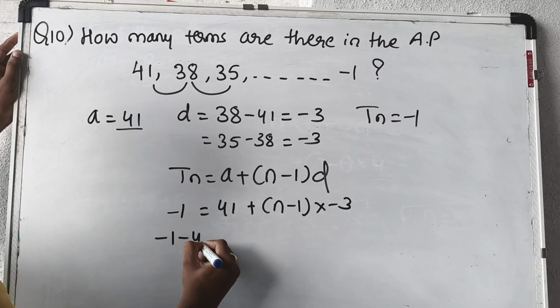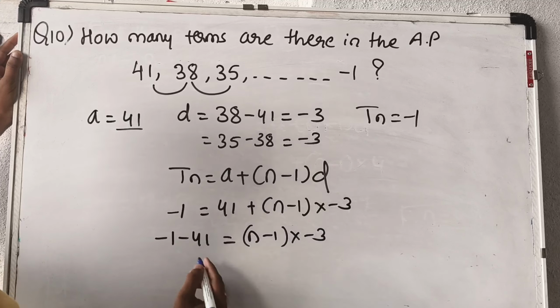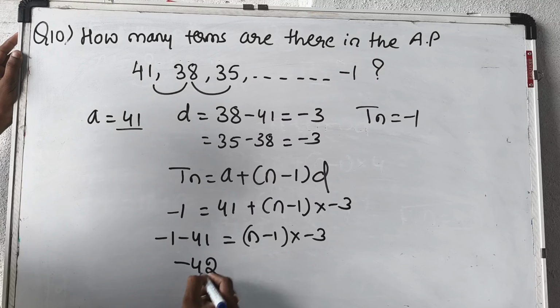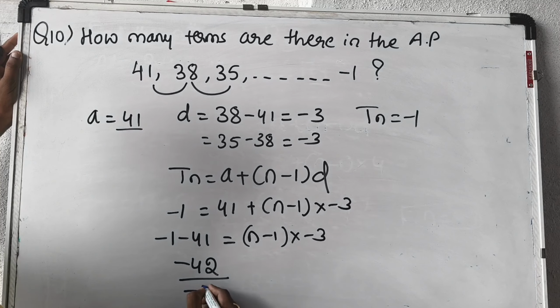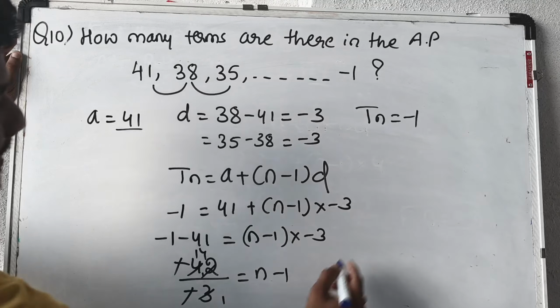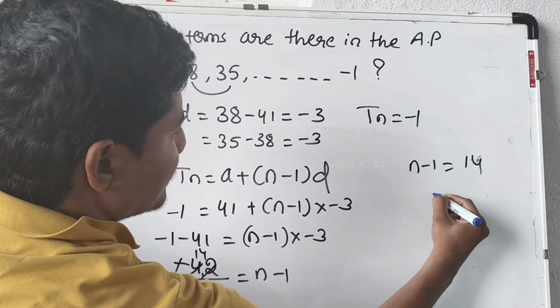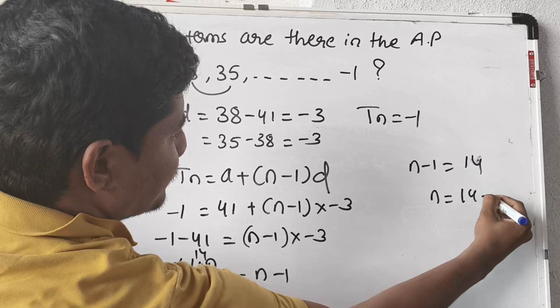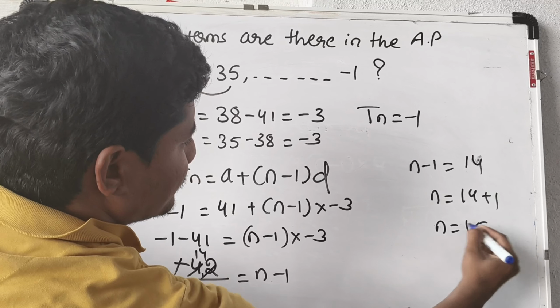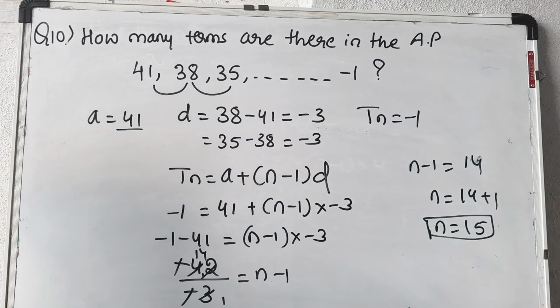Take 41 this side, it becomes minus 41: -1 - 41 = (n - 1) into minus 3. Minus 1 minus 41 becomes minus 42, and into minus 3 becomes divided by minus 3 when it comes to the other side. Minus minus cancels. 3 ones are 3, 1 remains, 3 fours are 12. Therefore n minus 1 is equal to 14. Take minus 1 that side, what happens? Plus 1. 14 plus 1 is 15. Therefore the 15th term of this AP is minus 1.